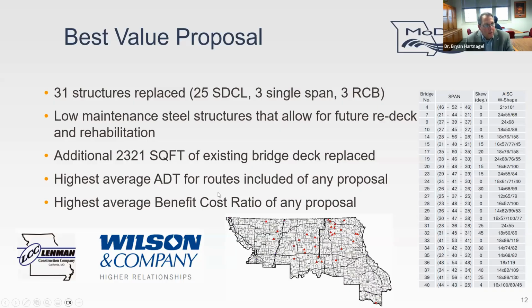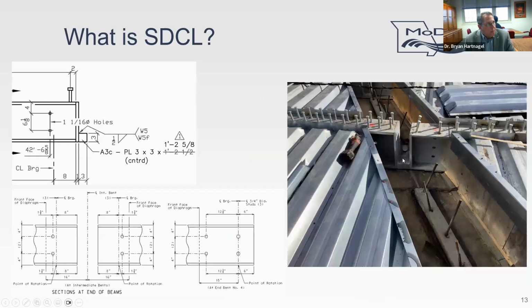The ADT for the routes that they included had the highest average. They're rural bridges. I think the ADT of the most trafficked bridge was on the order of 1,500 vehicles a day. Some of these were on the order of 100 to 300 or so vehicles per day. They had the highest average benefit cost ratio of any proposal, and as I said, we got one more bridge replaced with this team than the others. But anyhow, you can see these structures. There's W12s, W14s and W16s, all the way up to W24s. Those are pretty shallow.